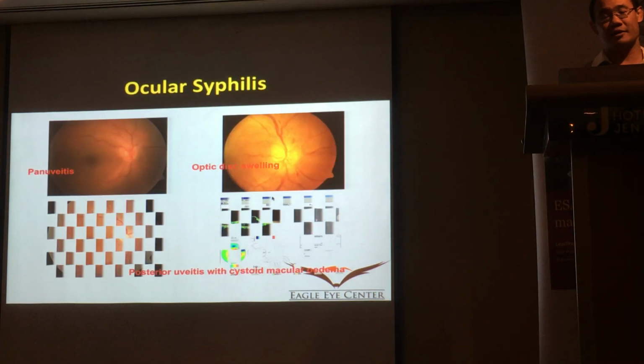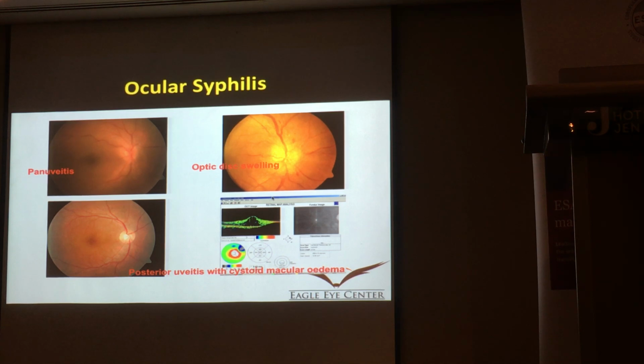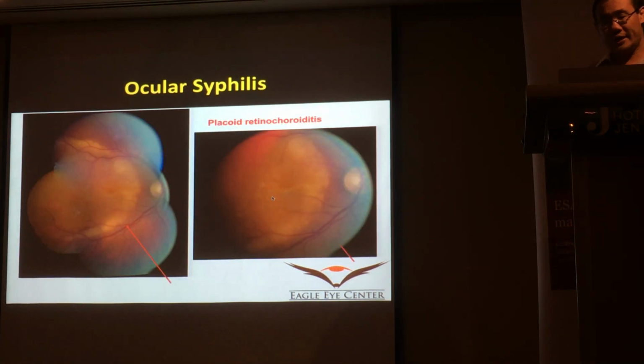Ocular syphilis, like all syphilis, honestly, again, will present in any way. Uveitis, optic disc swelling, posterior uveitis, CMO, pretty much like any other patient with ocular syphilis. Placoid lesions.